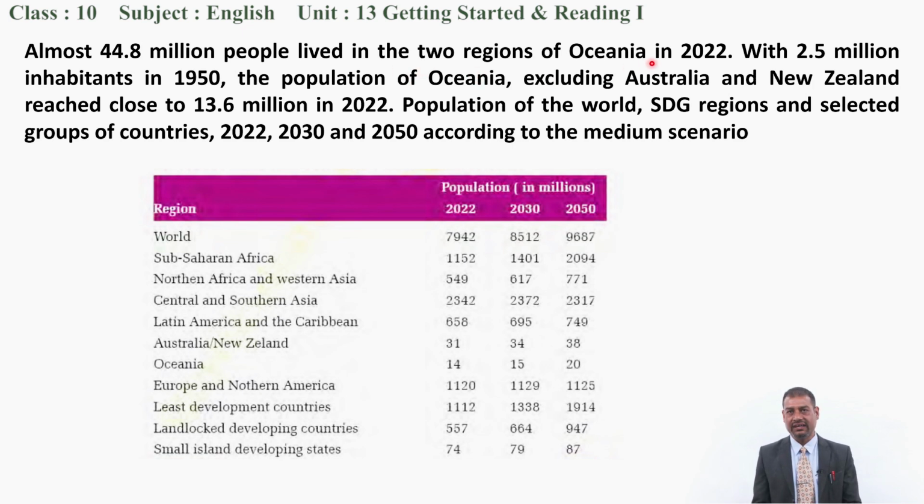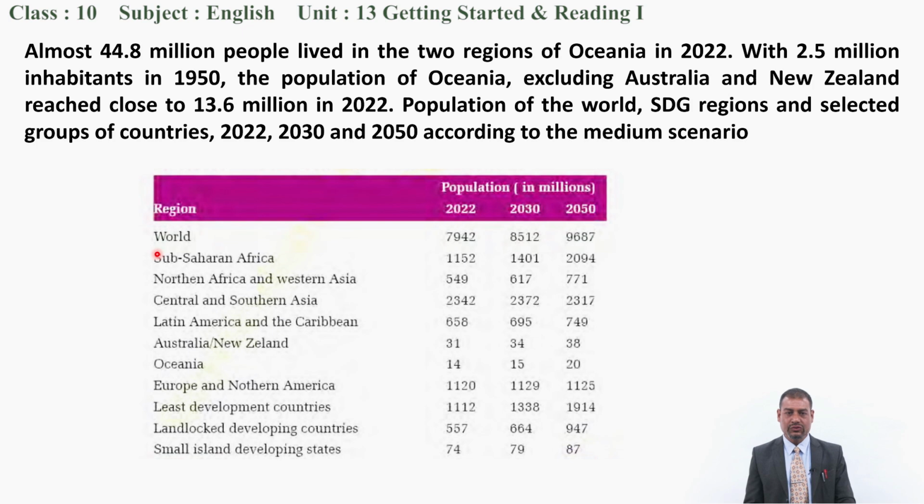of Oceania, okay, and the year is 2022, and in this one excluding Australia is not included there. Similarly, New Zealand is also not included, and they are close to 13.6 million in 2022. Okay, and you can have a comparative study here in this table. World, you can find population in 2022, given in millions, all right, and 2030, 2050.